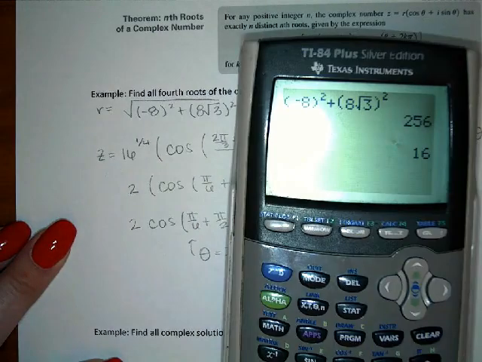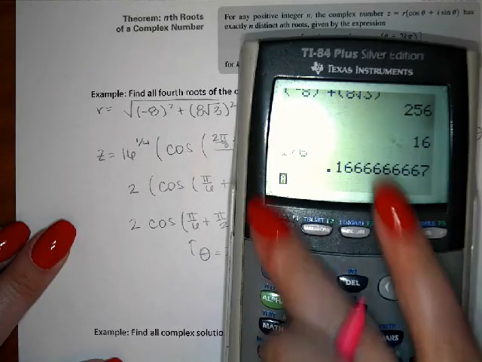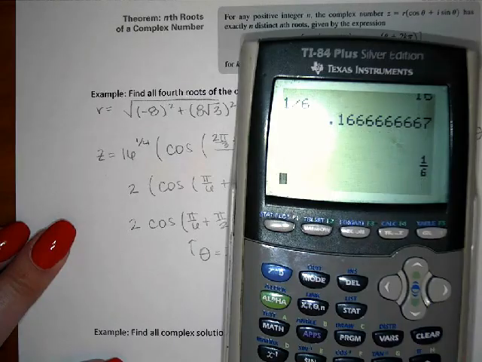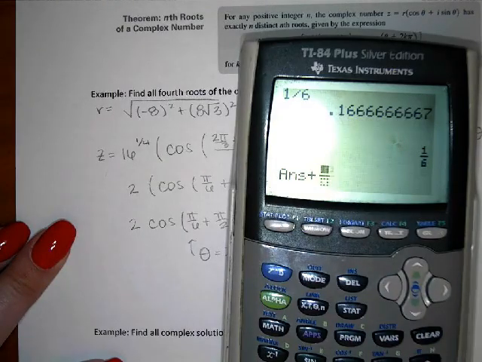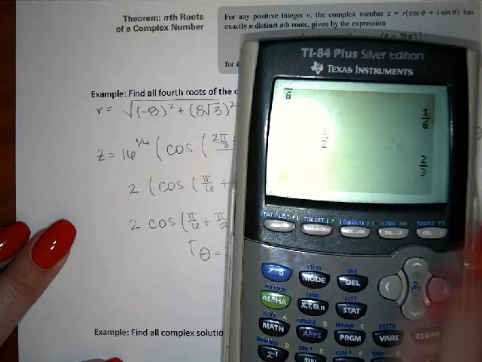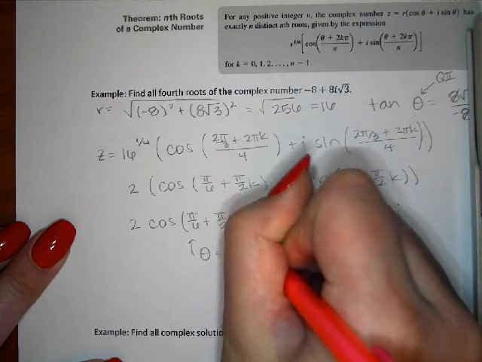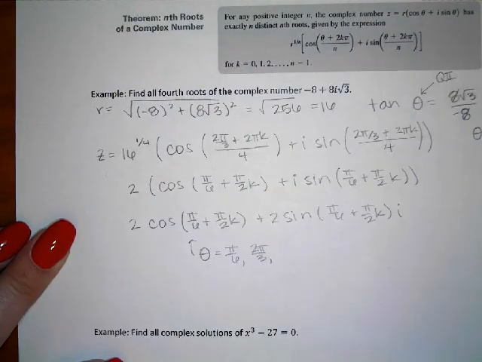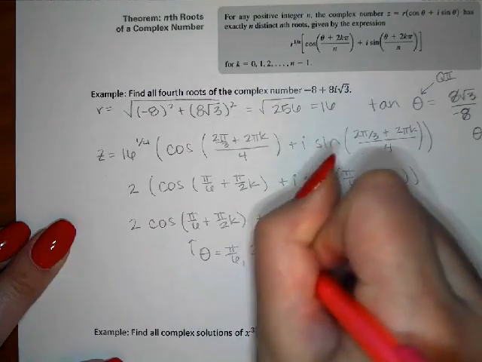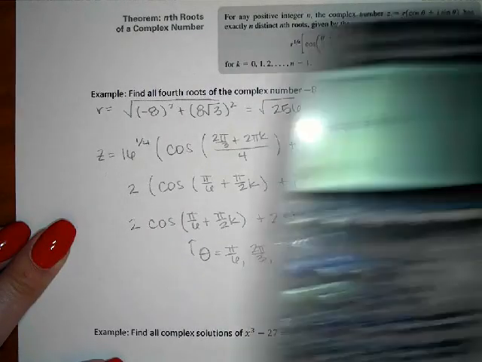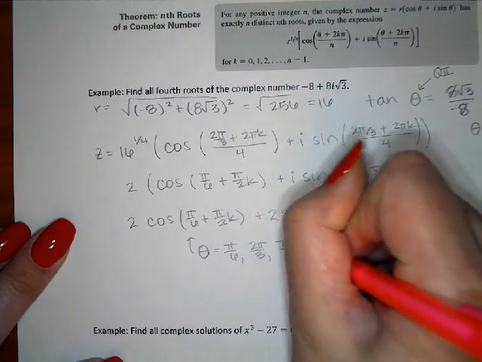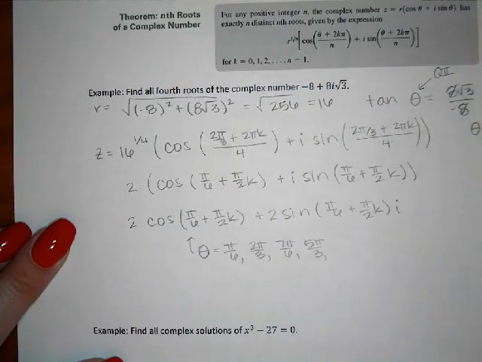So 1/6. I'm going to make this a fraction. Okay, and then I'm going to add 1/2. Okay, so 2 pi thirds is the next one. 7 pi sixths is the next one. 5 pi thirds is the next one. 13 pi sixths is the next one.